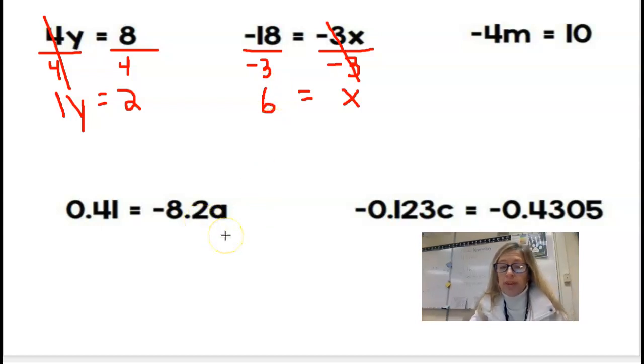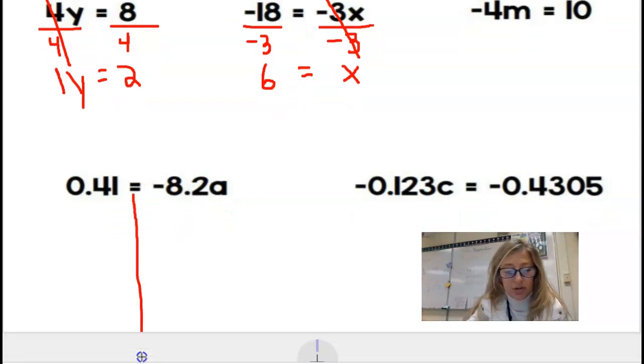Let's try one with a decimal in it. Okay, this gets tricky because this is the bigger number, so you're automatically thinking, oh, I should divide this 0.41 into 8.2, but that's not the case. We have to decide. I'm going to just draw lines so you can understand.